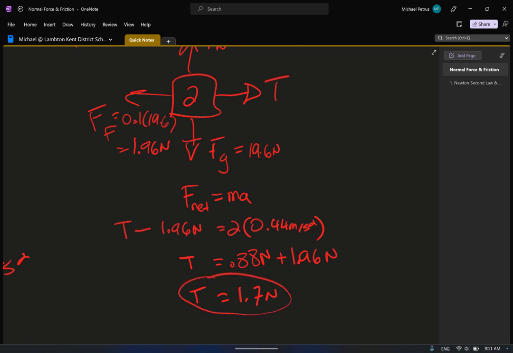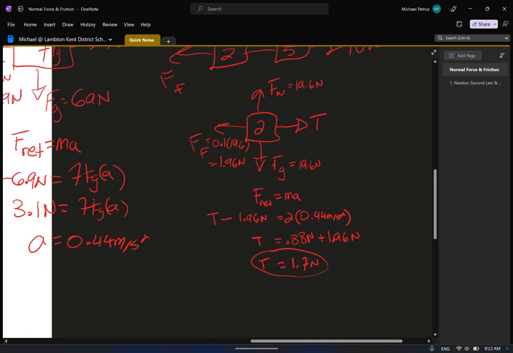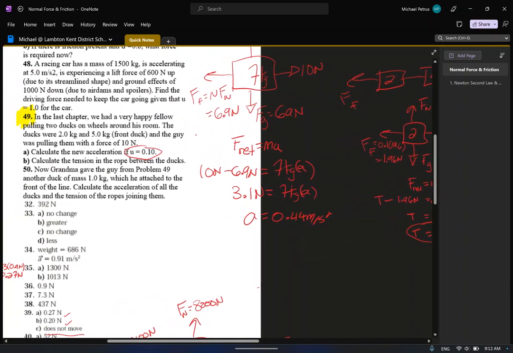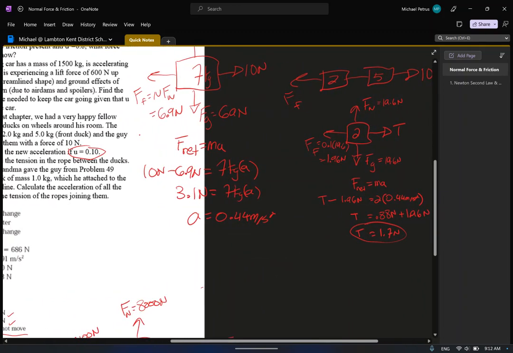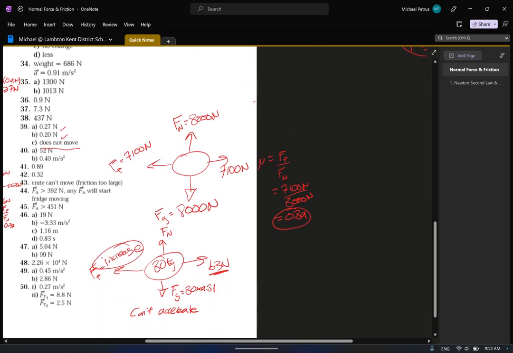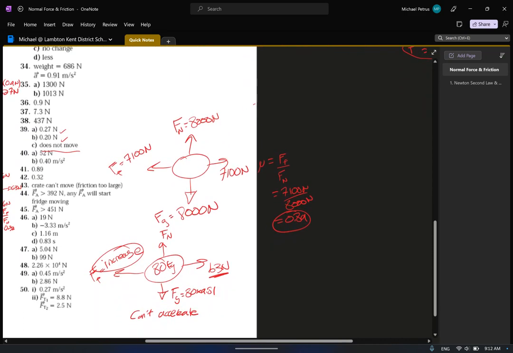Maybe it's less because it's not accelerating. Yeah, it's accelerating slower than it was before. So there's a combination of things at play there. I was just wondering why I got a lower tension force this time. It's because it's accelerating slower. So let's see how close I was. I'm probably off by a bit.